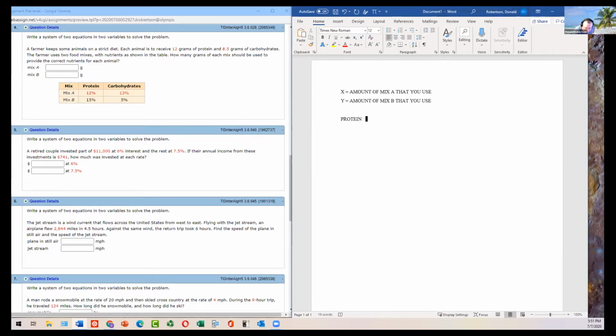You're going to get 12%, which is 0.12x. And you're going to get 15% in mixture B. So you're going to get 15%, which is 0.15 of the Y. And that's got to equal 12 grams.